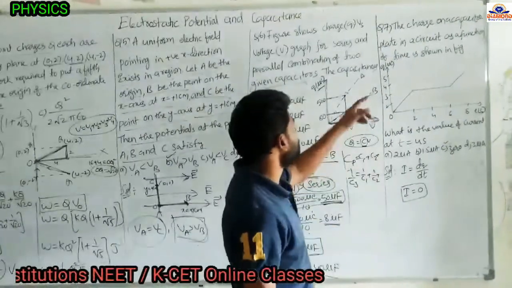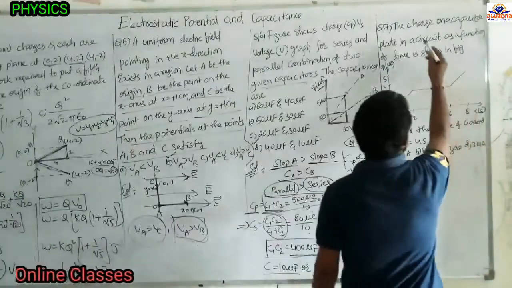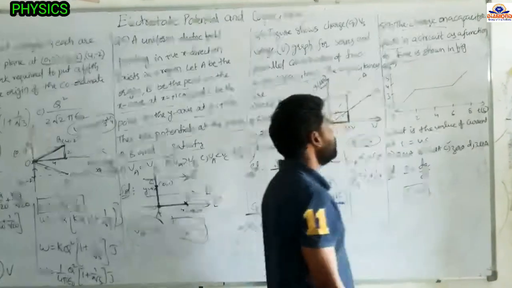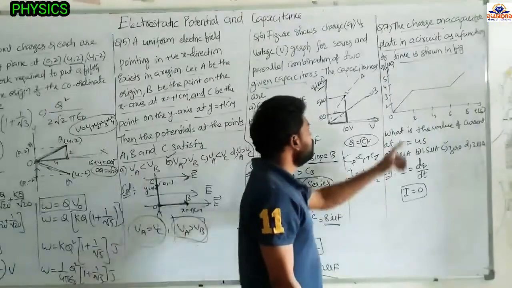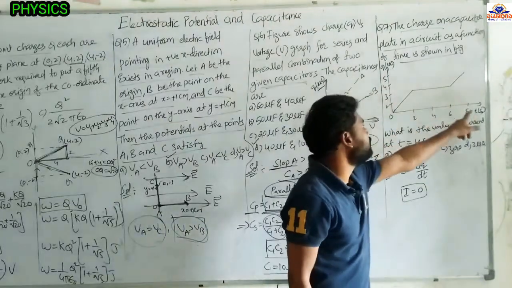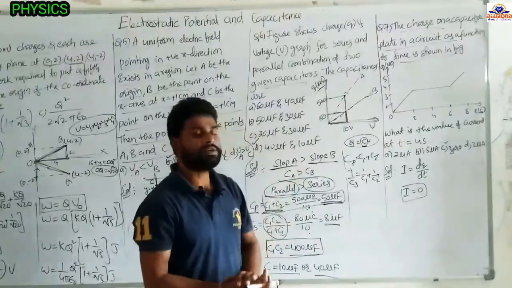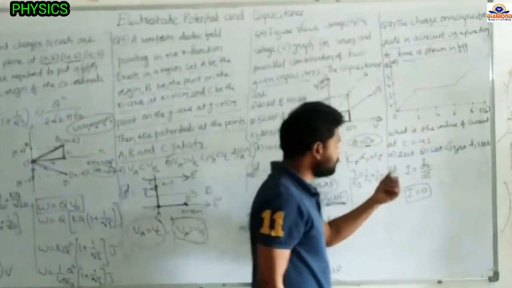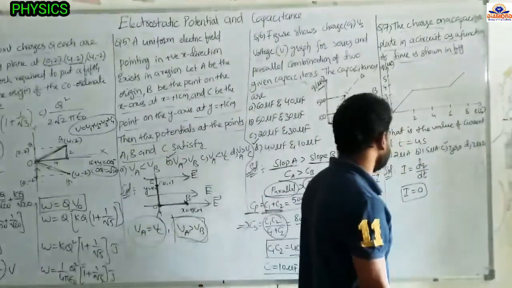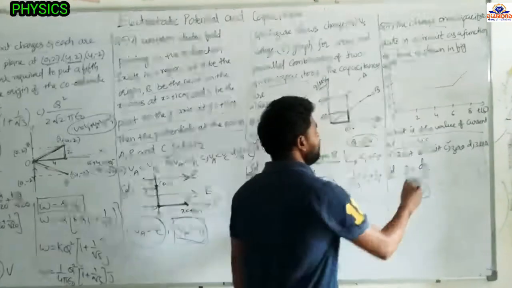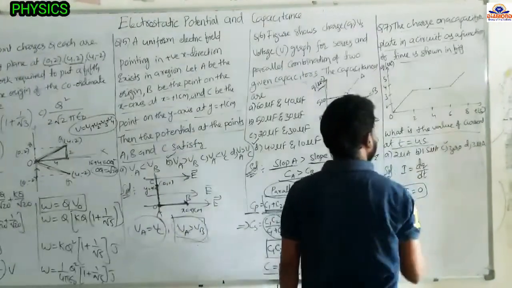Next, come to see the next question. The charge on a capacitor plate in a circuit as a function of time is shown in the figure. Okay, so here Q and T: on the y-axis they took the charge in terms of microcoulombs, and on the x-axis they took the time in seconds. What is the value of the current at t equal to 4 seconds? At t equal to 4 seconds we have to find it.